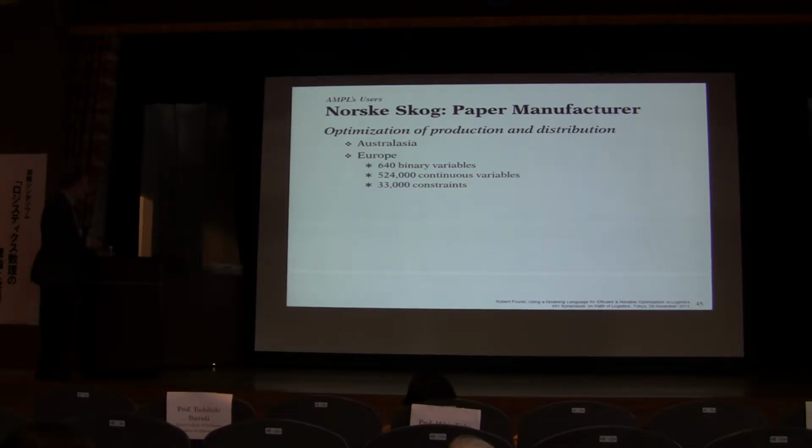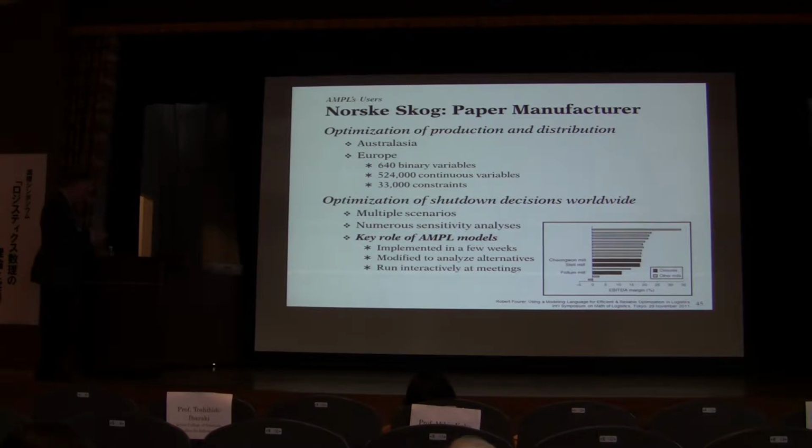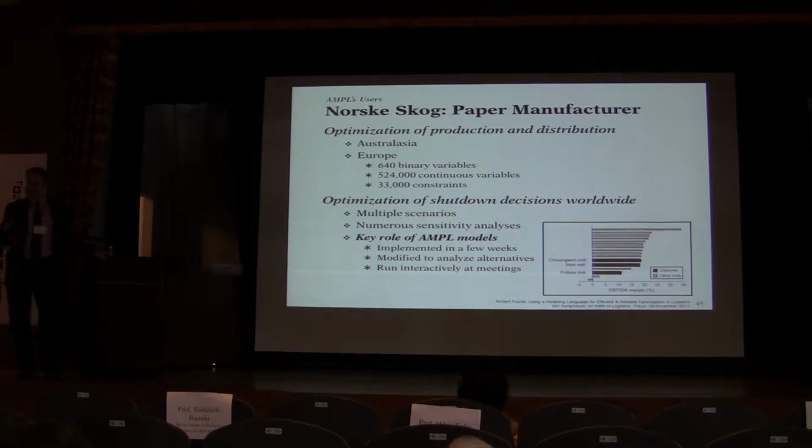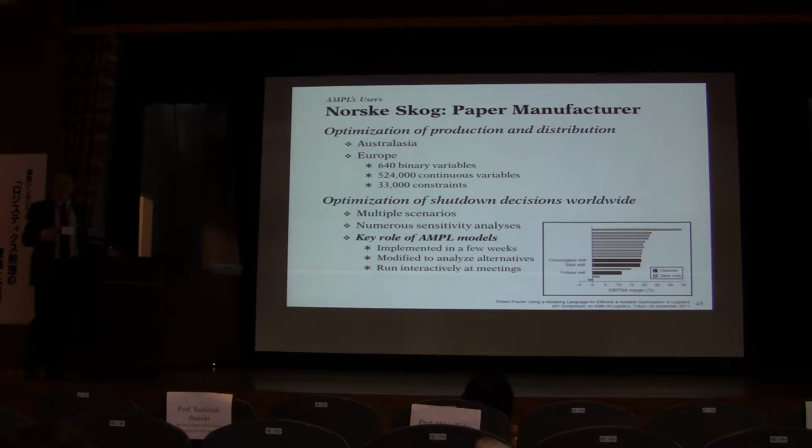Okay? And the reason was that the third model they developed was optimization worldwide. And it came at a time when the demand for paper was dropping, and they had to decide which plants to close. And in order to decide which plants to close, they had to ask themselves, what is the optimal choice of plants and paper-making machines to close in order to maximize their expected profits going ahead to the future.